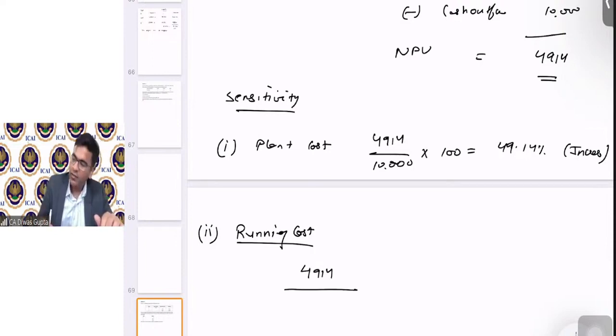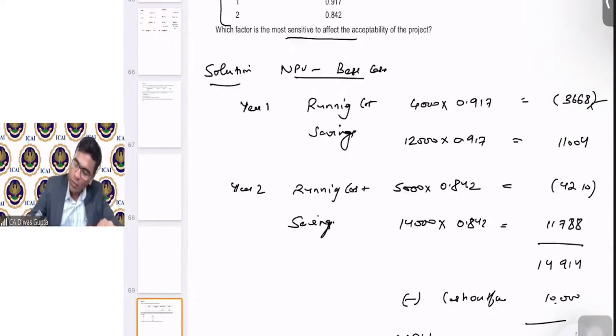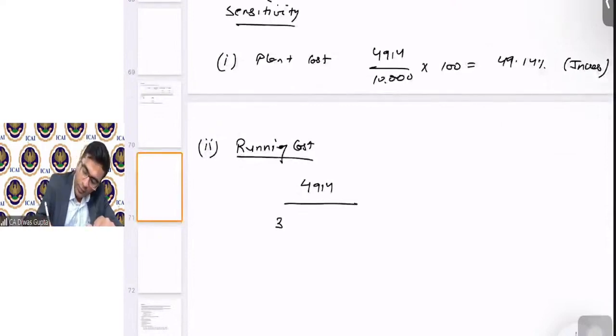4,914. And what is the total running cost for 2 years at a present value level? So students, please note, you cannot take the year 1 and year 2 values as is. You have to take the present value of year 1 and present value of year 2 to do this comparison. Okay. So how much is it? 3,668, 4,210. Correct. So this is 62.38 percent. Then third, savings.